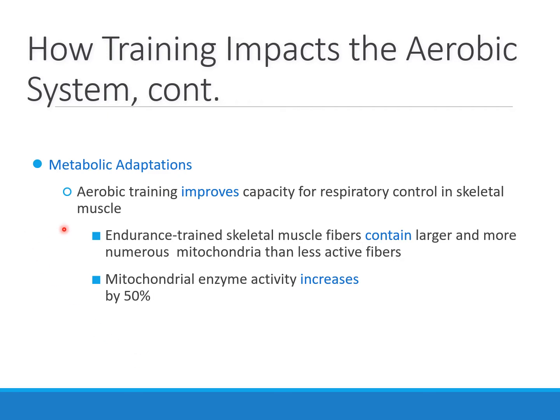So what are the metabolic adaptations? Well, aerobic training can improve capacity for respiratory control and skeletal muscle. Endurance-trained skeletal muscle fibers contain larger and more numerous mitochondria than less active fibers. And so what we end up seeing is that mitochondrial enzyme activity increases by 50%. That makes sense because if you have more mitochondria, you're going to have more activity. So there's your metabolic adaptation.